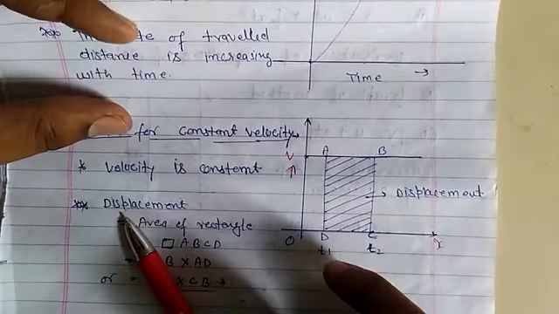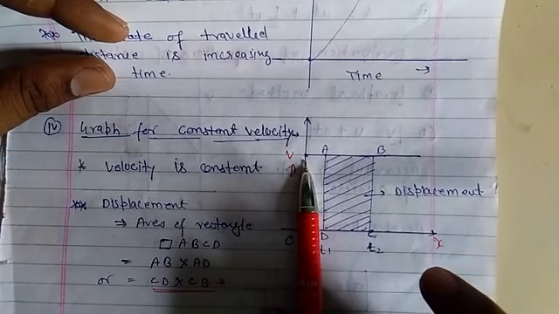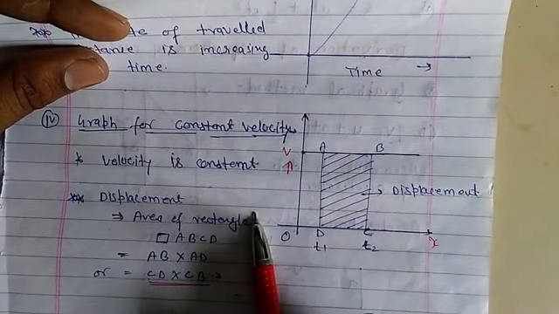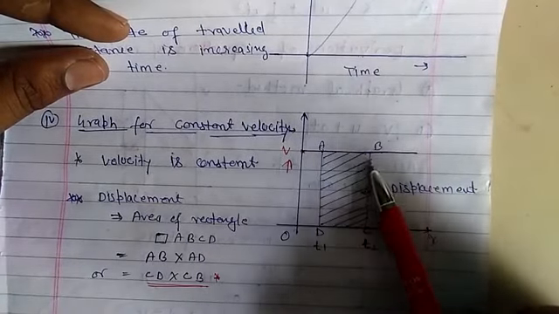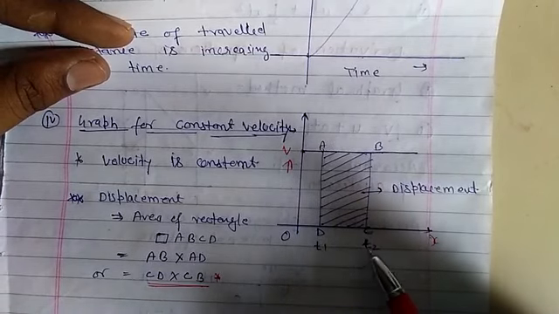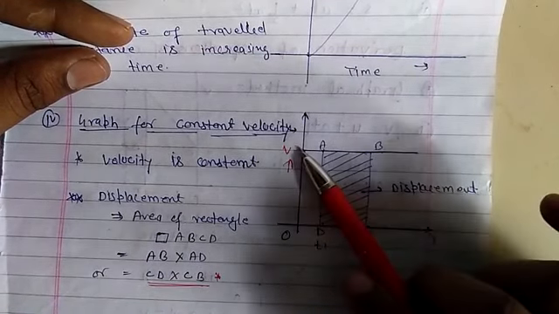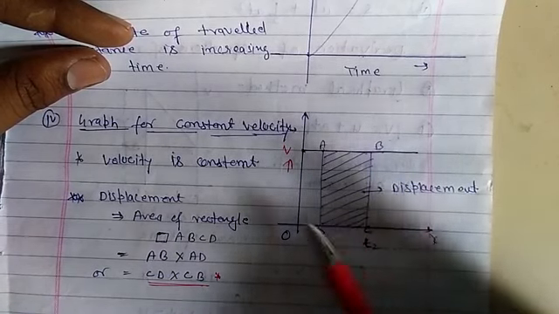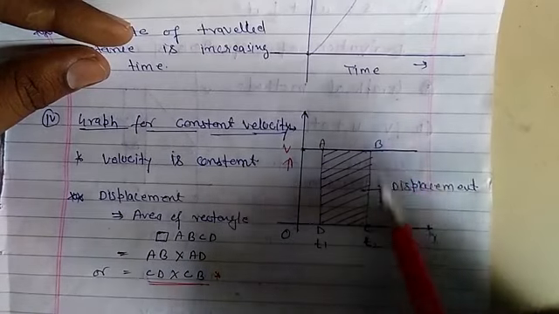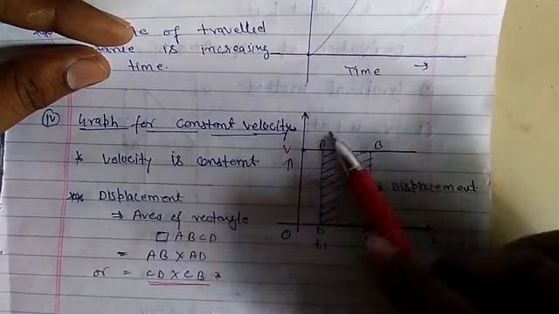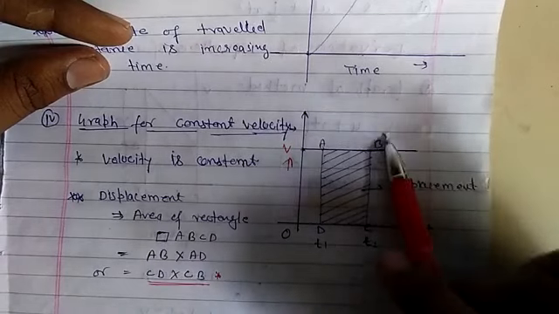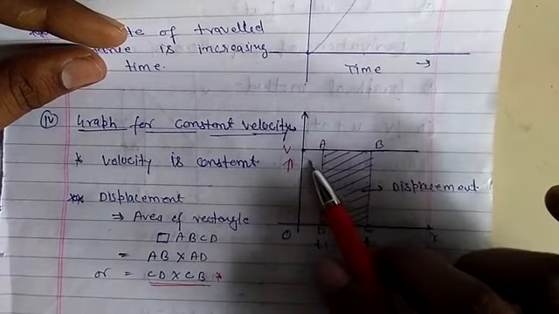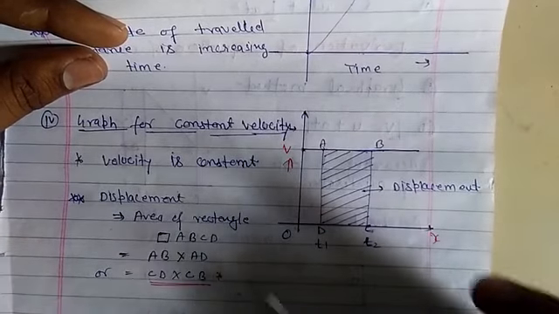So the displacement under the horizontal line along the x-axis is the area of the rectangle. ABCD is the rectangle. If the interval of time is t2 minus t1 and the velocity is v, then the area of rectangle ABCD is given by AB multiplied by AD, or CD multiplied by BC. This is the area under the slope of velocity and time, which is known as displacement.